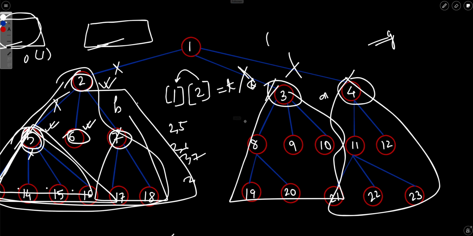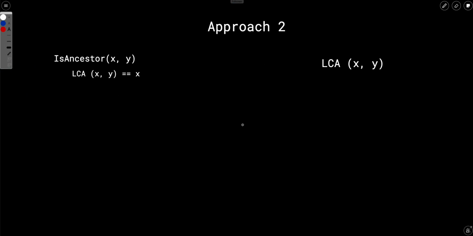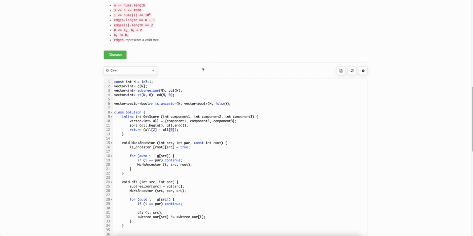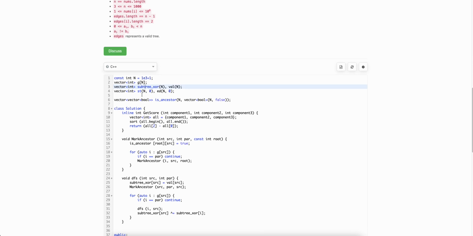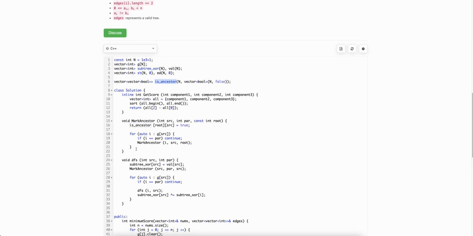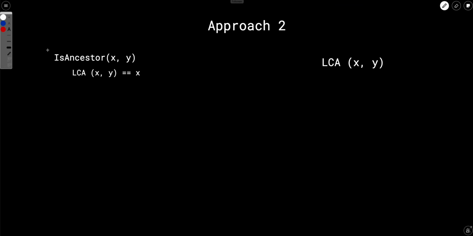Now, there's one more thing. There can be another approach as well. Instead of finding this ancestor array by marking all the ancestors, because it is order n square, you can also implement this is-ancestor check with LCA. Like if LCA of x and y is x or not. That's where we say whether x is ancestor of y or not. So finding out LCA is a different problem. You can easily find LCA in order log n time.